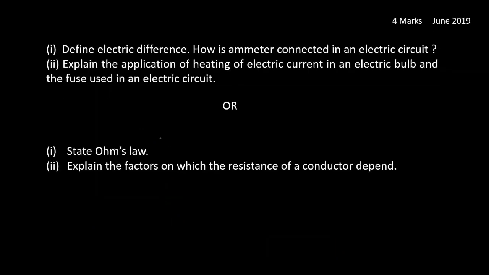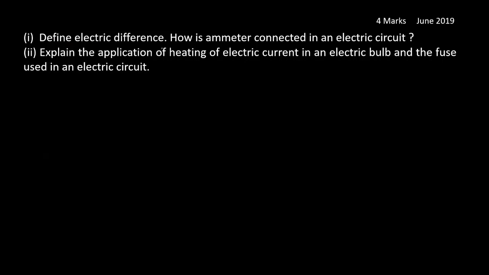Next question is for 4 marks. In this, 2 questions are there. You have to write the answer to any one of these 2 questions. First question is define electric potential difference. How is ammeter connected in an electric circuit? Explain the application of heating of electric current in an electric bulb and the fuse used in an electric circuit.